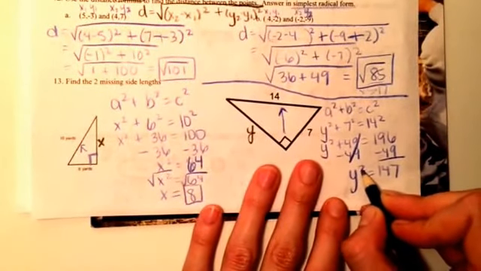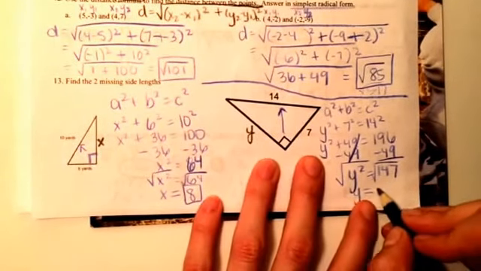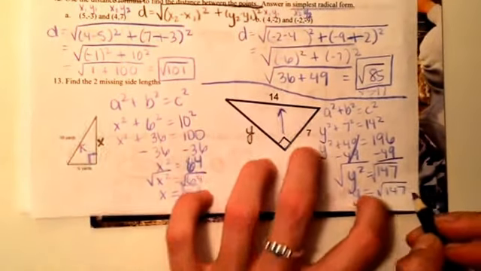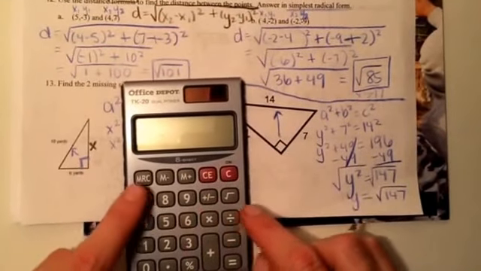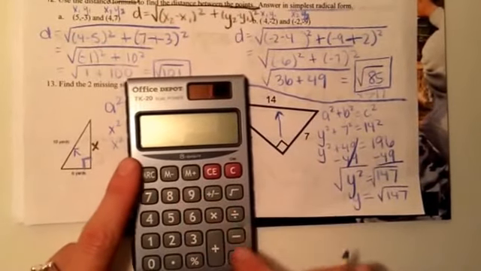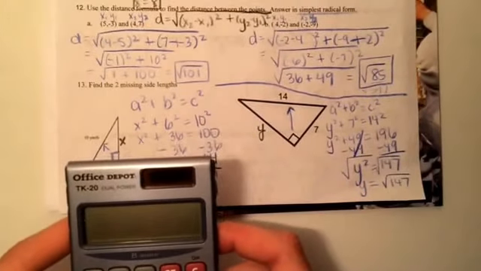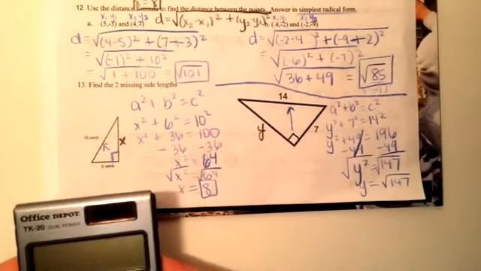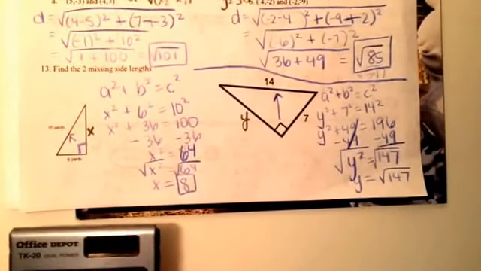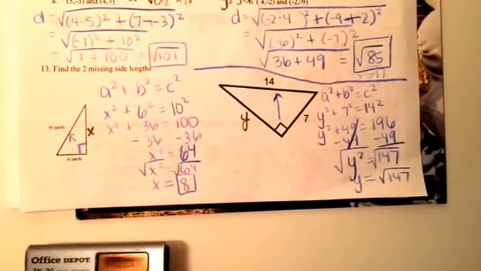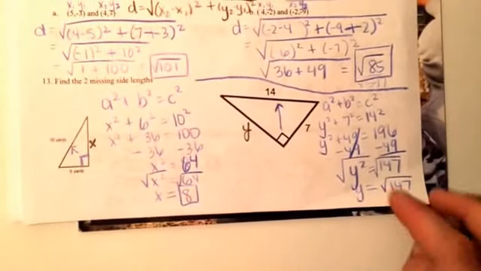I got to undo the square here to get y alone. I'm going to take the square root of both sides, so y equals the square root of 147. I don't think that has any factors. I could check real quick. 147 divided by 9, because that's a perfect square. We get a decimal. 147 divided by 4. 147 divided by 7. Oh, it's 21.